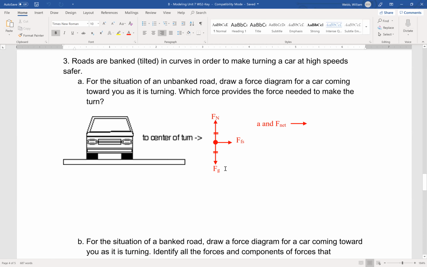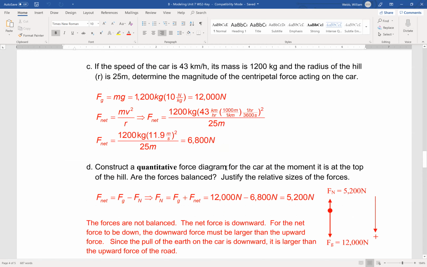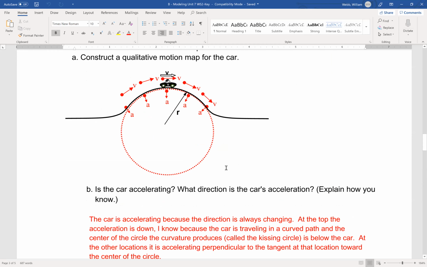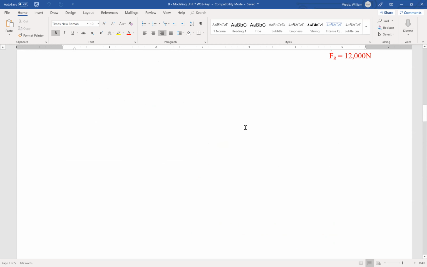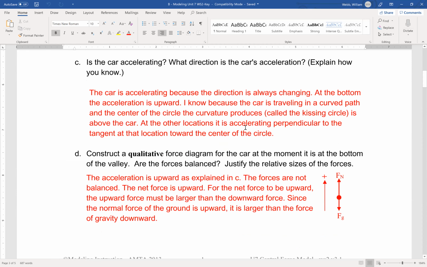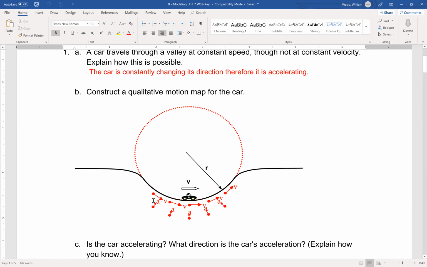It's kind of the same situation as number 1, where you're doing the motion map. And so if we look at the acceleration vectors, they all point to the center of the circle. And if you look at the velocity vectors, they're all tangent to the circle. So if you remember on number 1, it was at the bottom of the hill, but the map was the same kind of an idea, where the accelerations point to the center and the velocities are tangent.